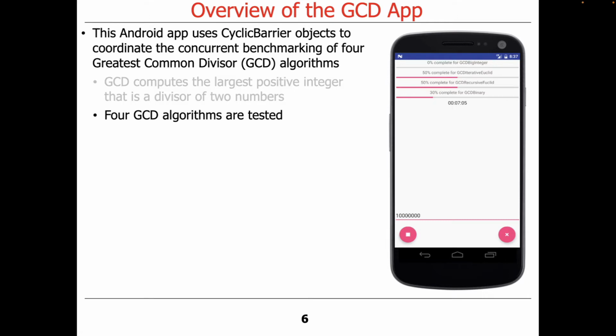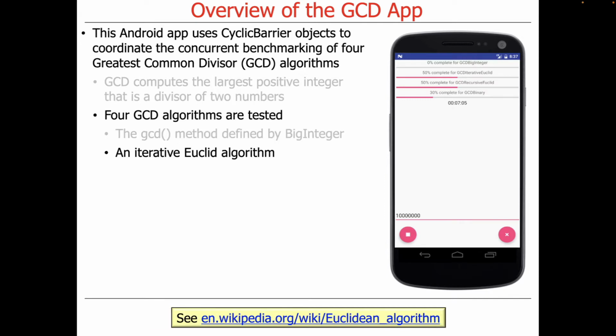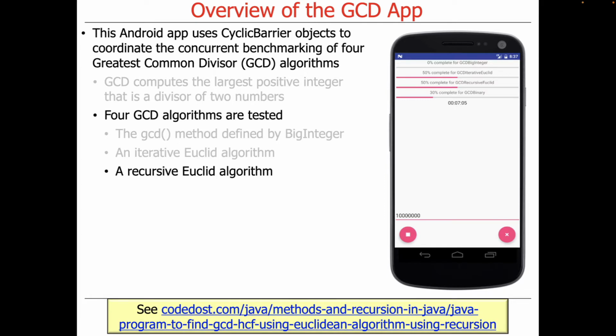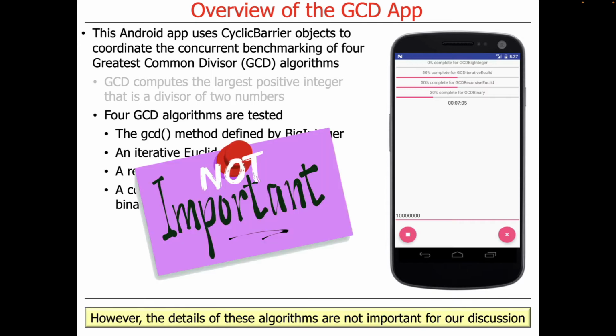There are four algorithms tested. There's the GCD method defined by the BigInteger class. There's an iterative Euclid algorithm. There's a recursive Euclid algorithm. And there's a complex GCD algorithm that uses binary arithmetic. You can read about that algorithm here. Oddly enough, at least in Java, it doesn't really give you much of a win. Maybe if you wrote this in assembly code, it would give you a win, but it's not really a big win in Java for various reasons.